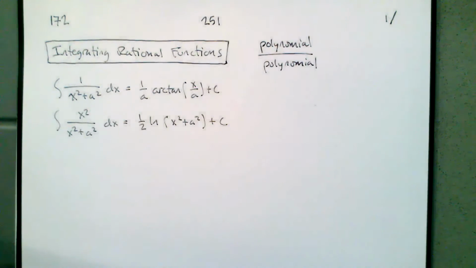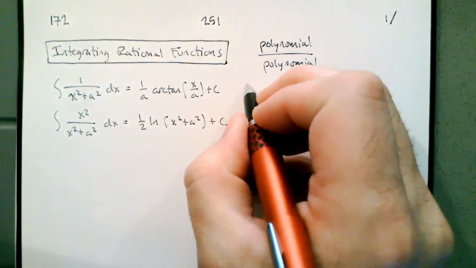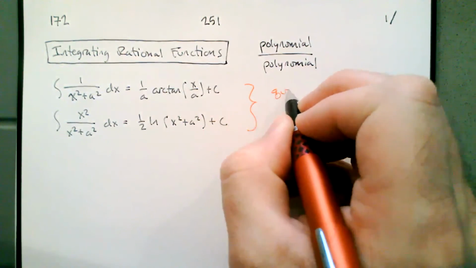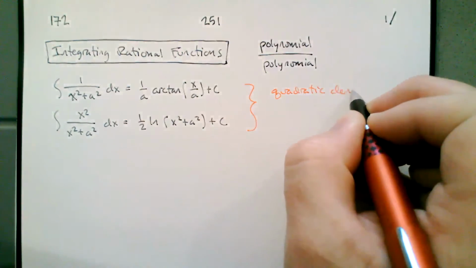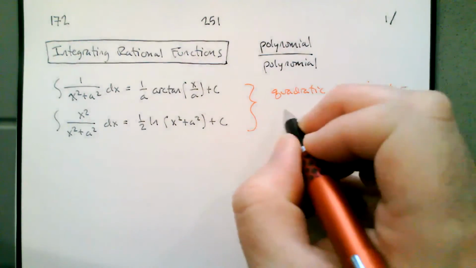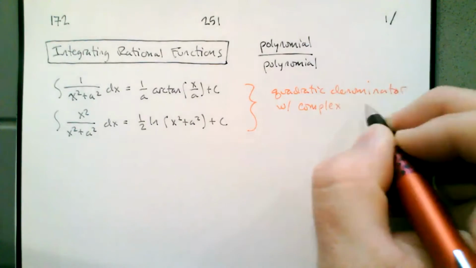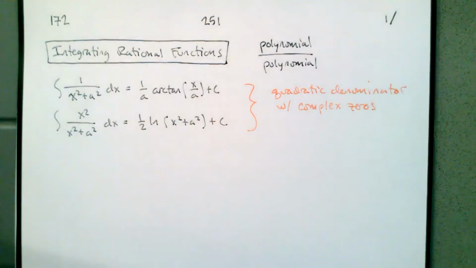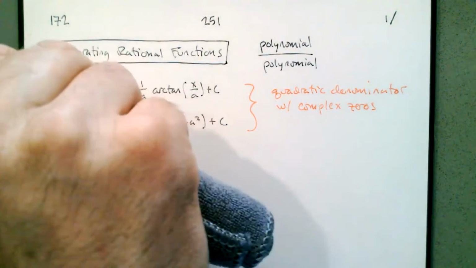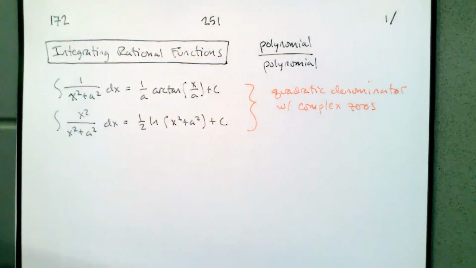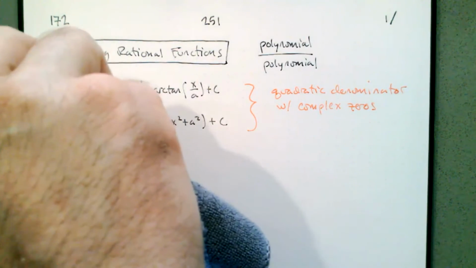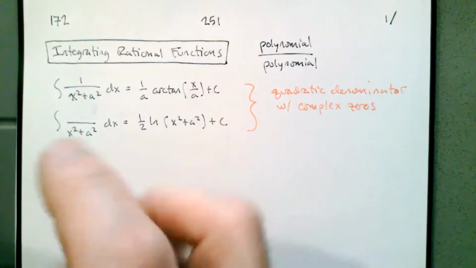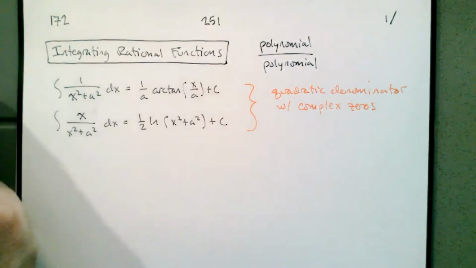Here's all we need for the irreducible quadratic denominators, that is, quadratic denominators with complex zeros. This is all we needed to deal with quadratic denominators with complex zeros. I have x squared on top. That's not what we needed. If I could stop writing the wrong thing, that would be great. Good thing that that got recorded.